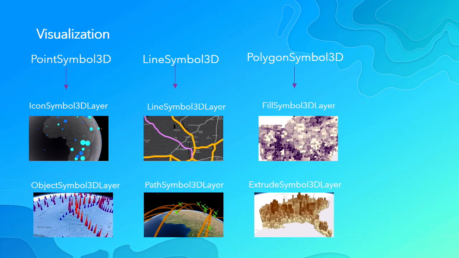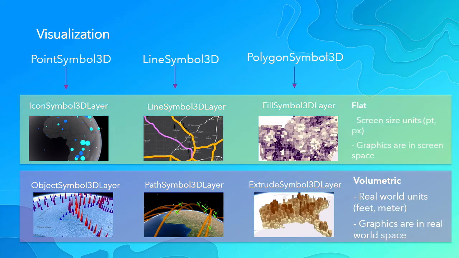Now, passing on to visualization. In 3D, we have the standard geometries like point, line, and polygon that we also have in 2D, and you can visualize them with what we call point symbol 3D, line symbol 3D, and polygon symbol 3D. They are a bit different because in 3D we have this concept of screen space objects and real world objects, and we have symbol layers for each one of them. So when you want to have an icon, or what we would also call a billboarded icon, you would set the size in screen size units. But for points, you could also use an object symbol 3D layer, and then you would have real world objects, like cones or cylinders or cubes, and you would need to specify their size in feet or meters.